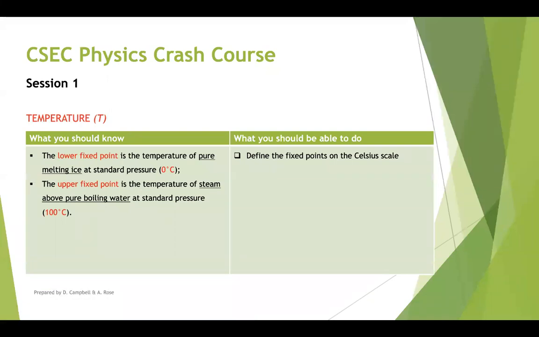You are to also know about the fixed points on the Celsius scale. You have a lower fixed point, which is the temperature of pure melting ice at standard pressure. And this is designated 0 degrees Celsius, while the upper fixed point is the temperature of steam above water boiling at standard pressure. And this is designated 100 degrees Celsius. So this is what you should be able to define, the fixed points.